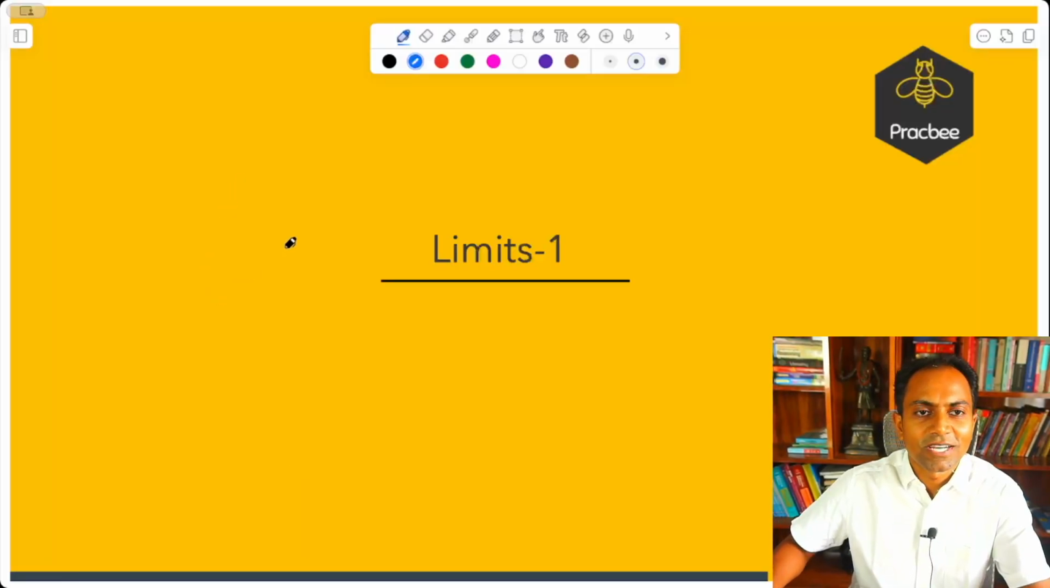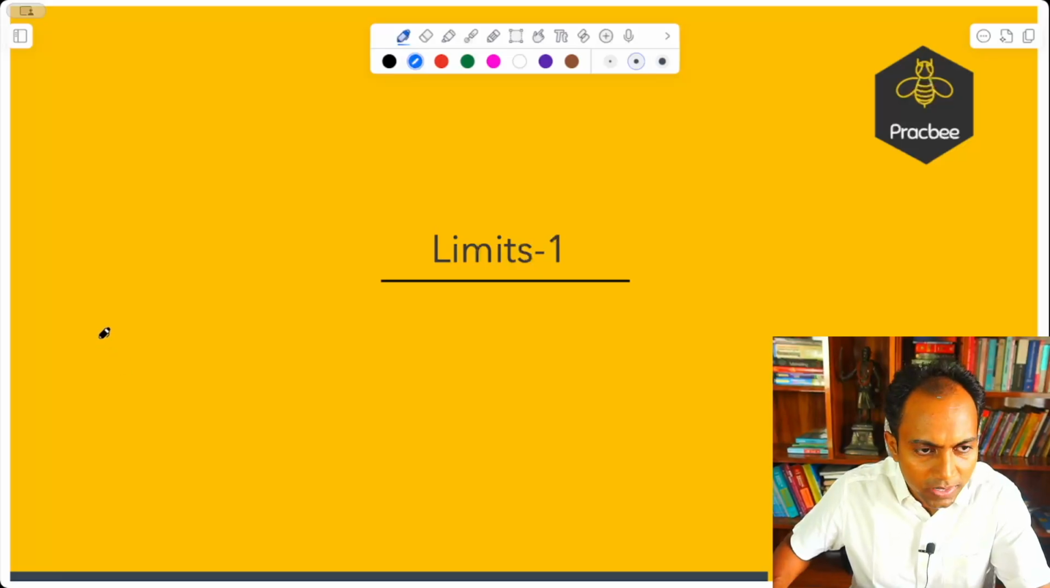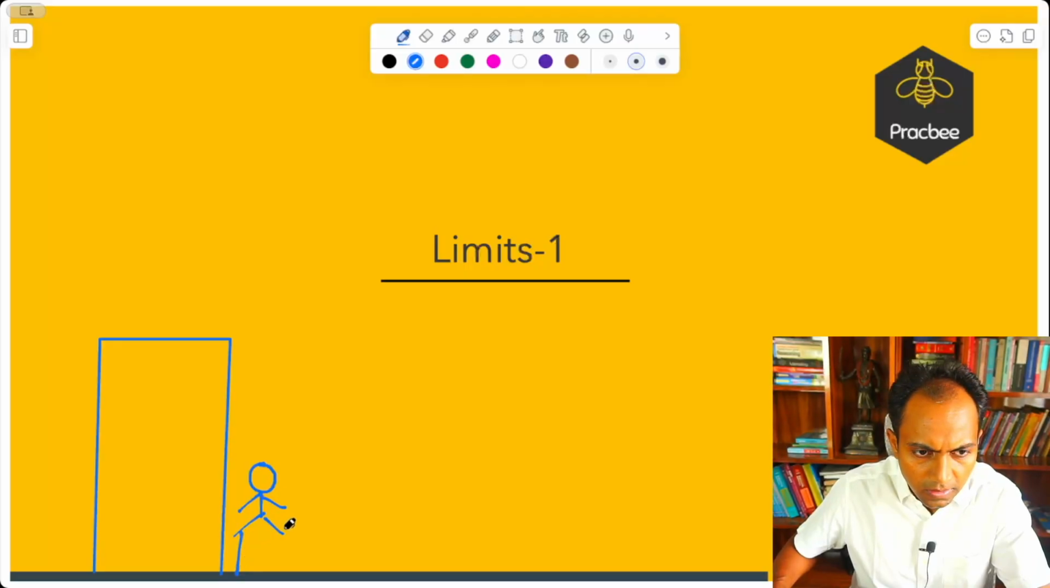Let us first start with the most simple idea: what exactly does limit mean? Let us take a very practical example. You are visiting your friend's house and somewhere in the middle you lost your way. This is you standing in between two buildings. One says Apple, and there is another building on the right hand side that says Samsung.